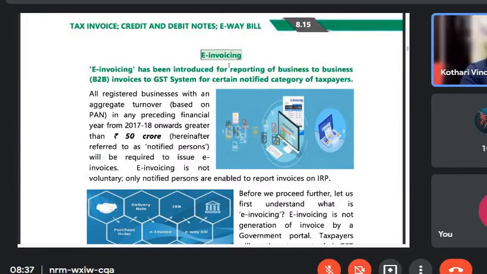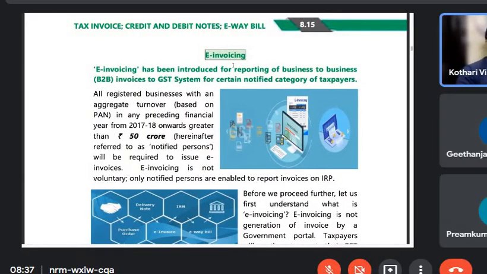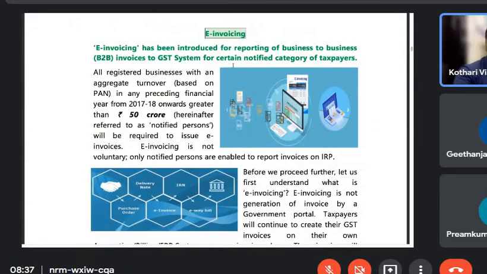With effect from 1st October 2020, if the aggregate turnover is more than 50 crores in any preceding financial year, any means what? From 2017-18 onwards, if the aggregate turnover is more than 50 crores, then e-invoice is mandatory. It is not voluntary, it is mandatory. You don't have the option, when your aggregate turnover in the preceding financial year or any financial year exceeds 50 crores.